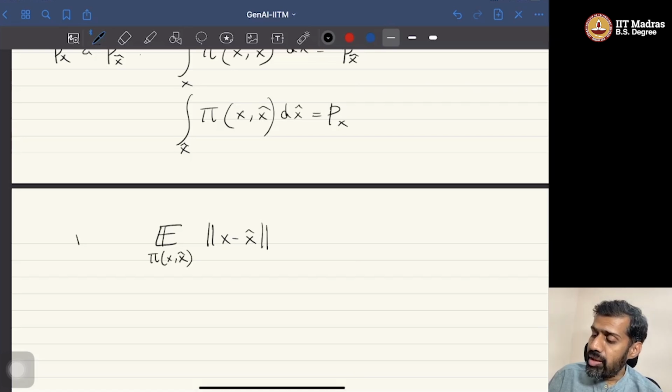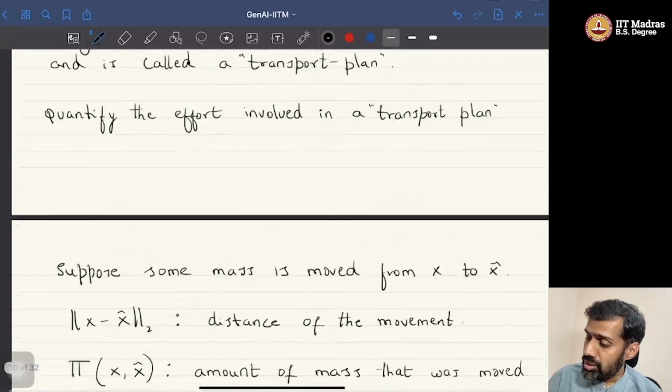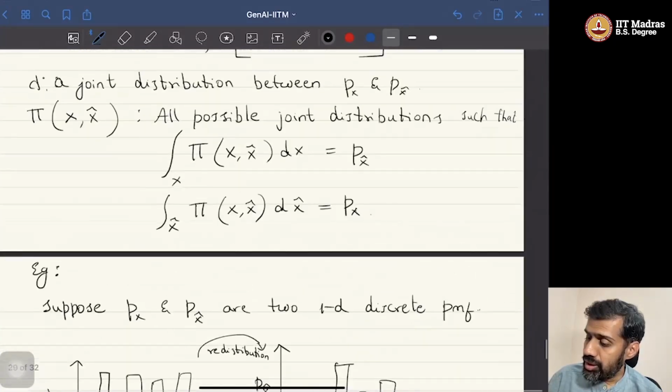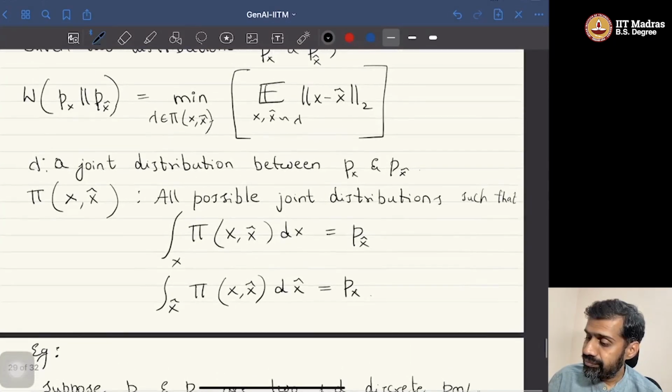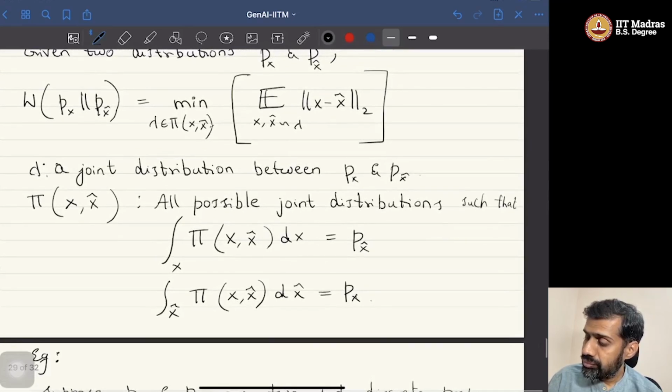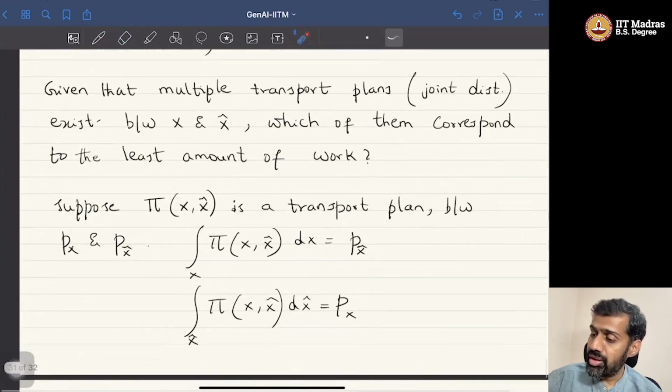Now if I take the minimum of this with respect to all possible joint distributions, okay, I used lambda here for the joint distribution. Okay, let me just be consistent.